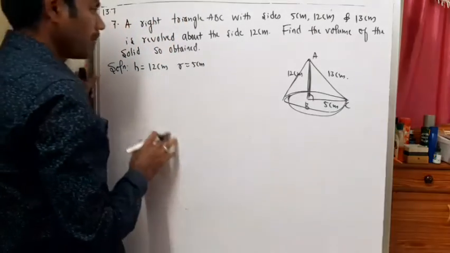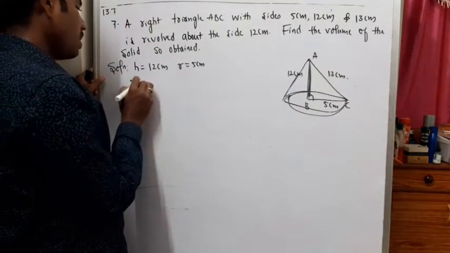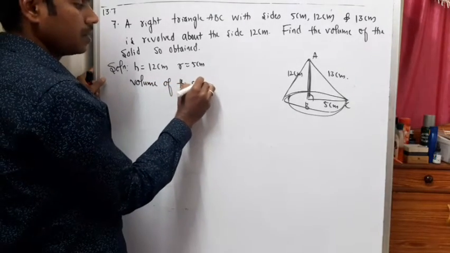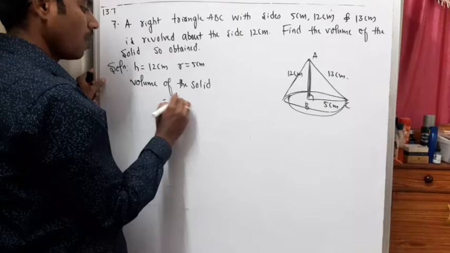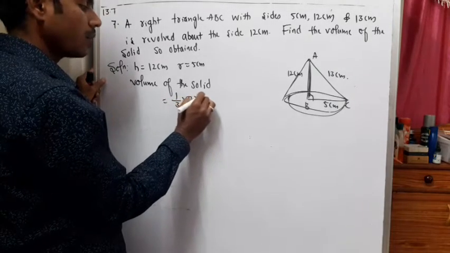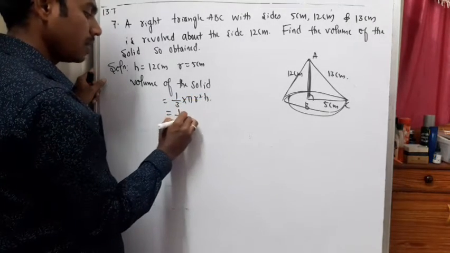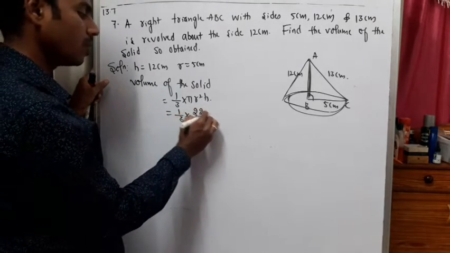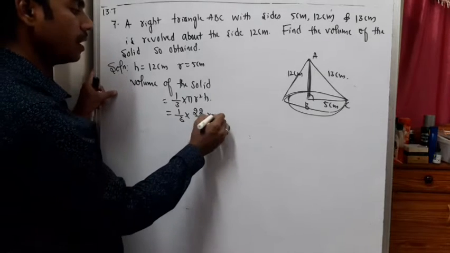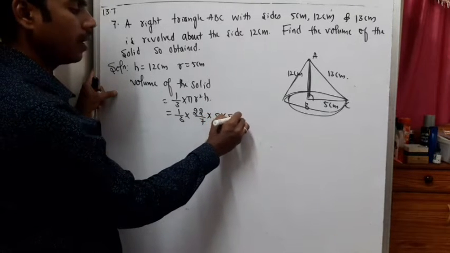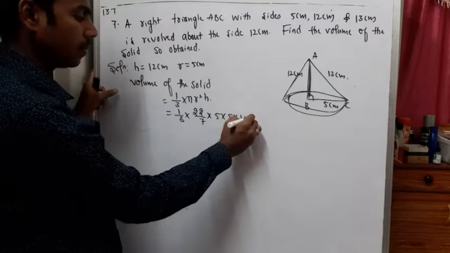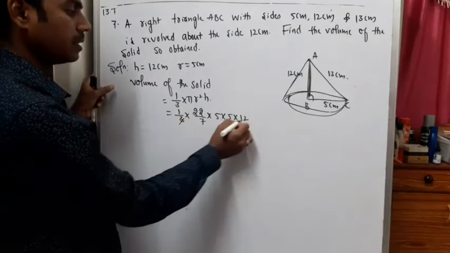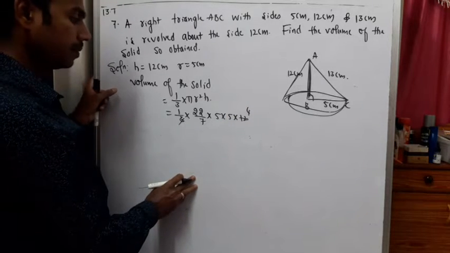Okay. Now volume of the solid is equal to 1 by 3 pi r square h. 1 by 3 pi, for pi they have not given anything, we should write it as 22 divided by 7. What is r? 5 into 5. What about h? h is 12 centimeter. Okay. Now 3 4s are 12. Fine.